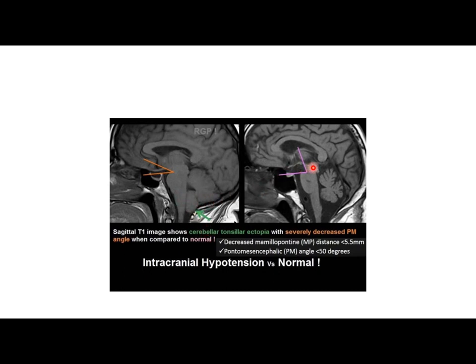This is the normal angle. So this is the normal. Yes, this one is the normal, and this is decreased. So this is the hypotension. Yes, it is obvious. Edematous brain, and this is a normal brain, and this distance is also normal, and the distance is also decreased, and this angle is also decreased.